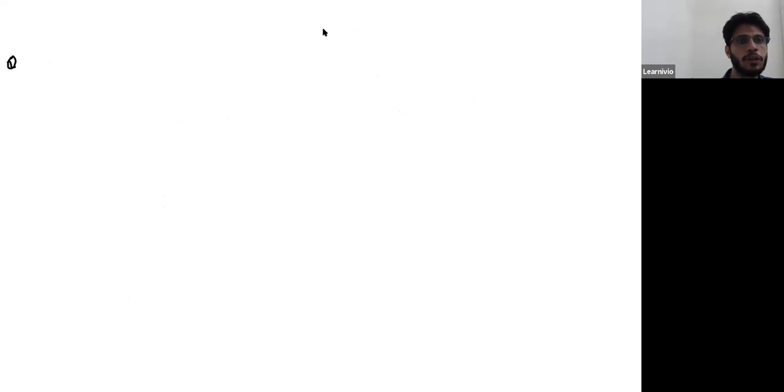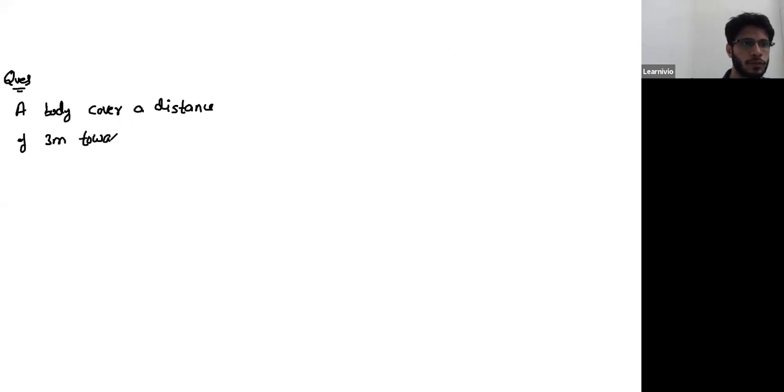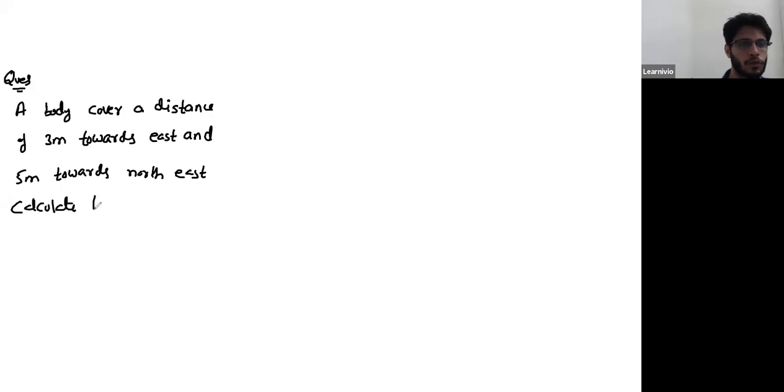Let's do one simple question on triangle law. We won't use triangle law in many problems. The law that we will use very frequently is parallelogram law. But yes, we should at least solve one numerical on triangle law. And the numerical says a body covers a distance of 3 meters towards east and then 5 meters towards northeast. Calculate the total displacement covered by the body.